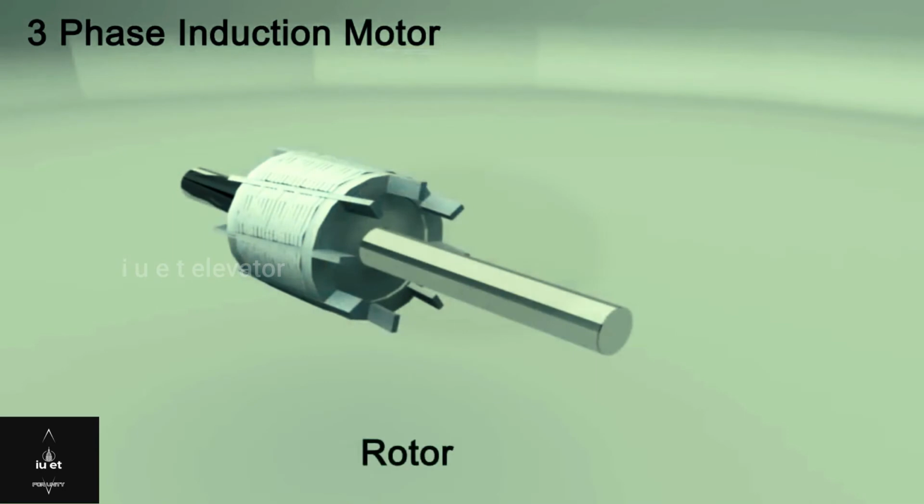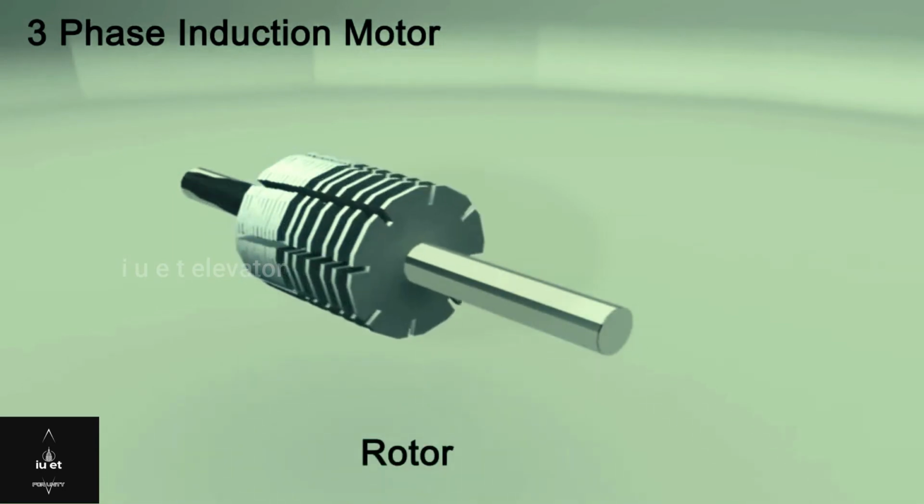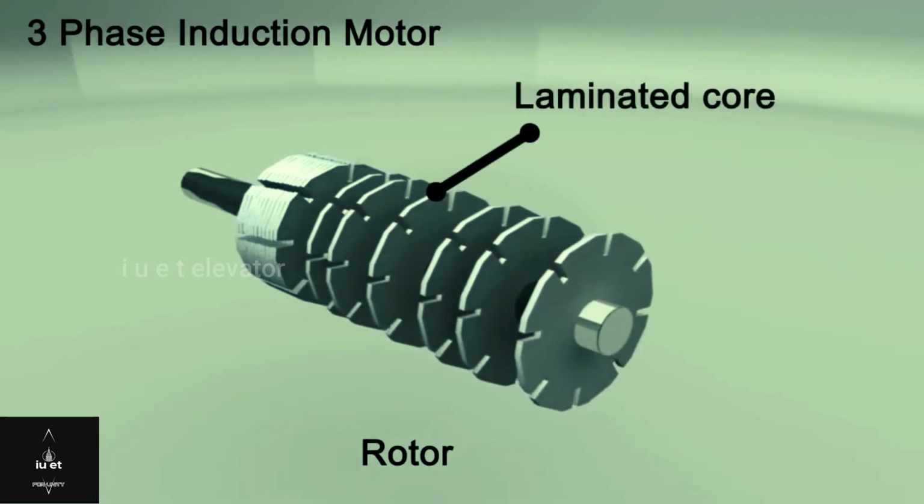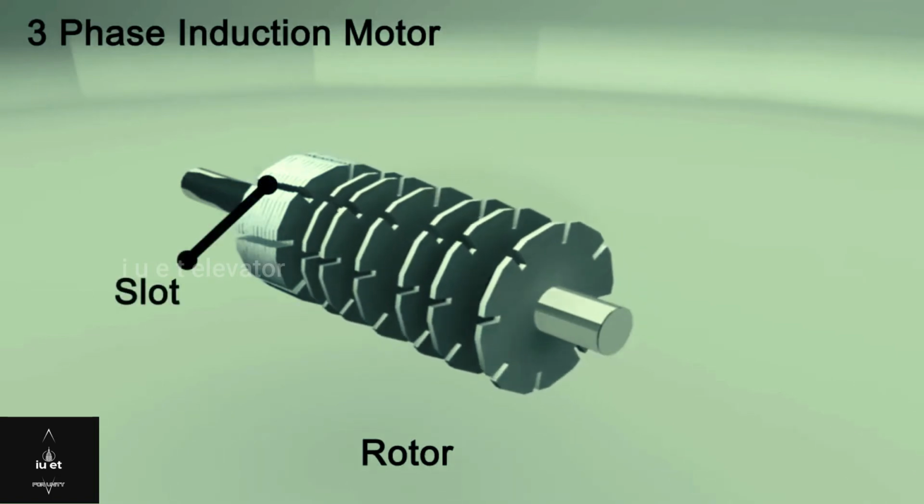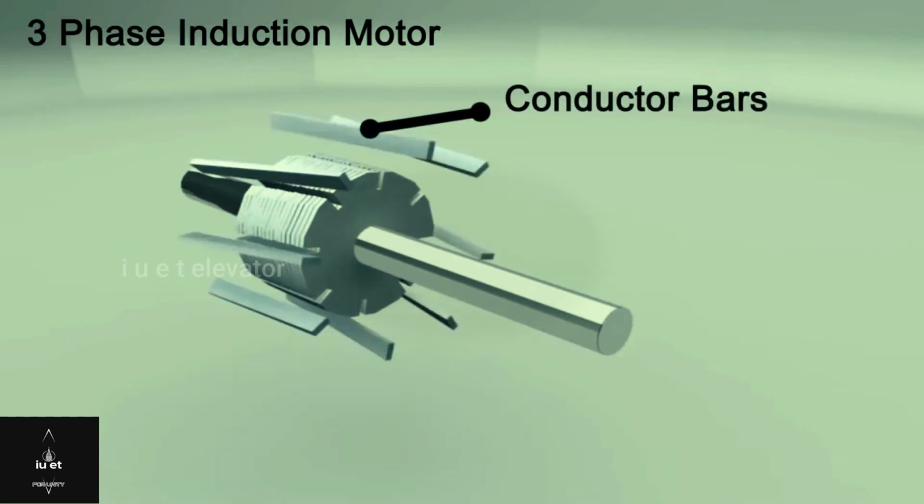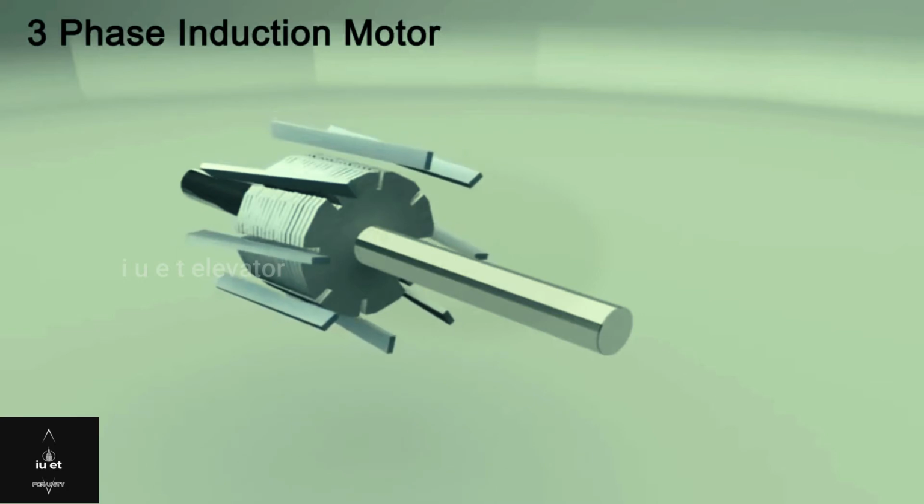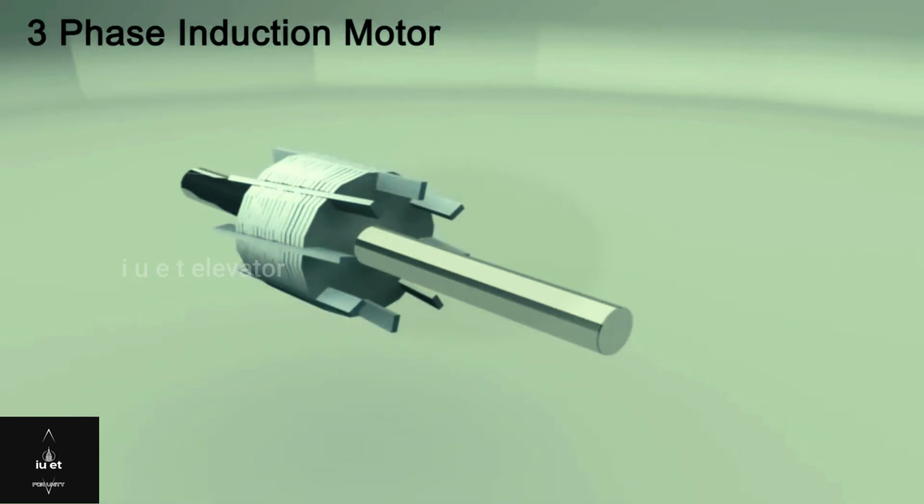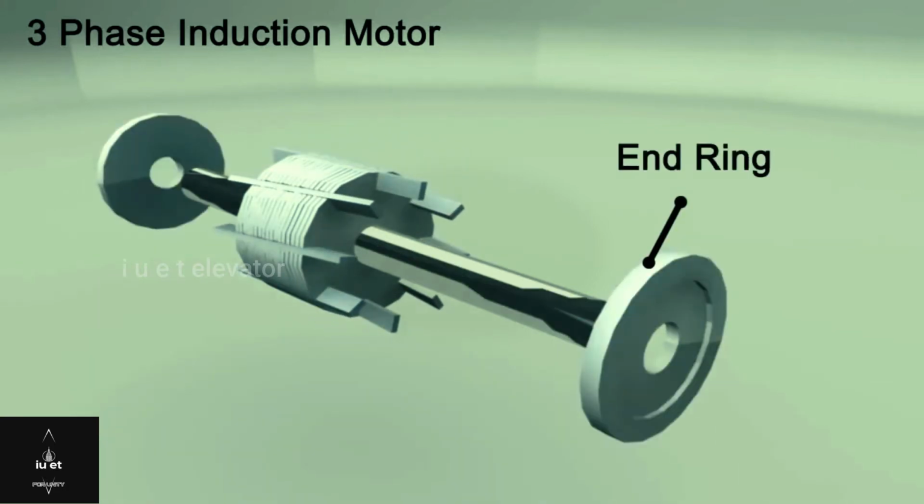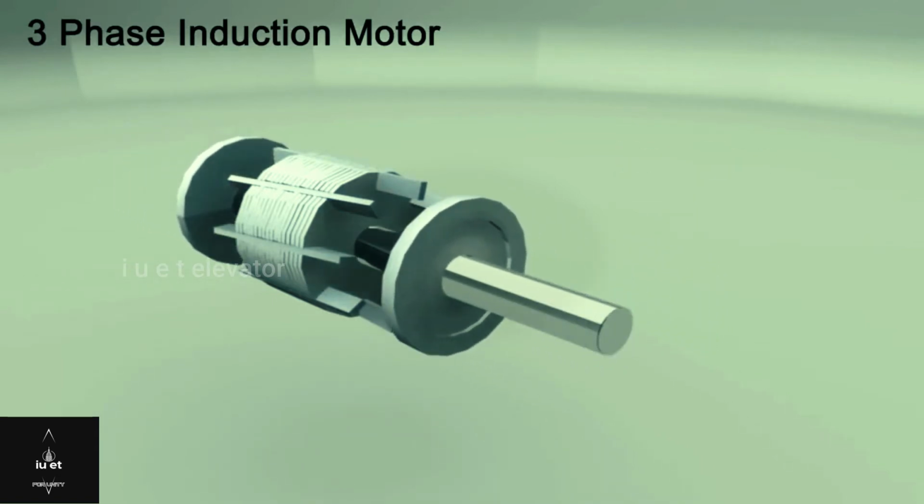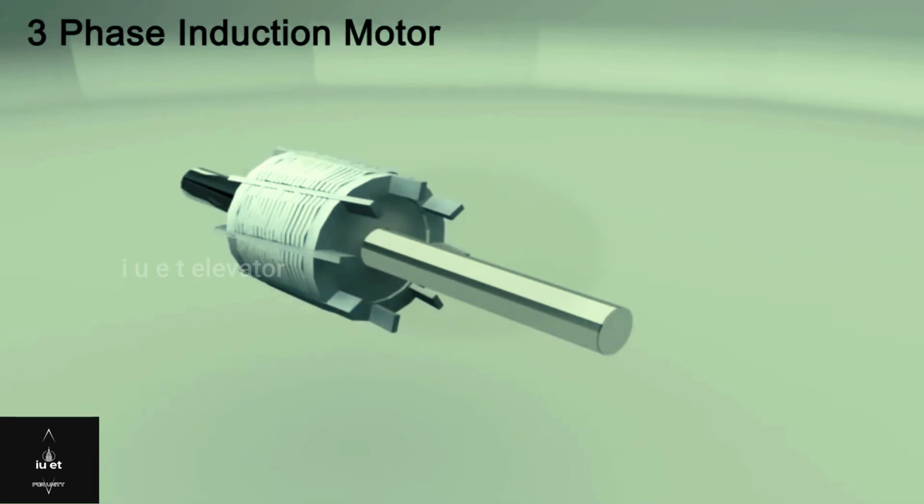Rotor. The rotor consists of a cylindrical laminated core with parallel slots that carry conductor bars. Conductors are heavy copper or aluminum bars which fit in each slot. These conductors are brazed to the short-circuiting end rings. The slots are not made exactly parallel to the axis of the shaft but are slotted a little skewed to reduce the magnetic hum or noise.